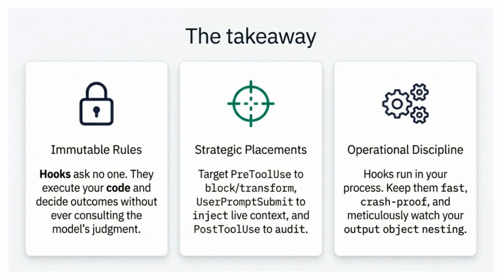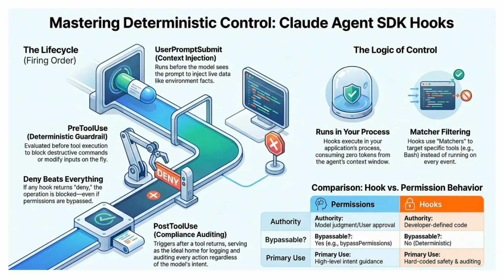Once you have written your first pre-tool use deny and watched it hold under every mode, you will not ship an agent without one again. Here are 25 key ideas from the article.